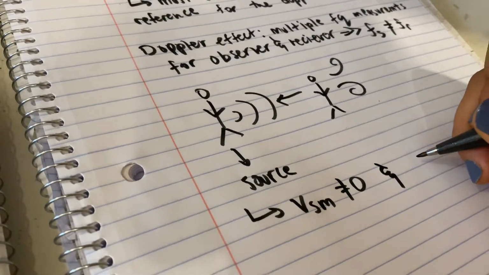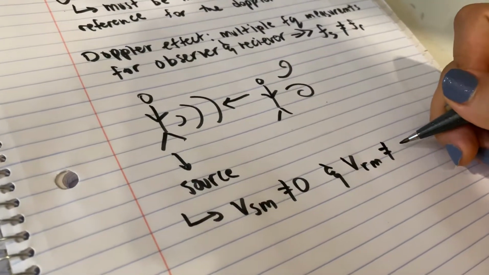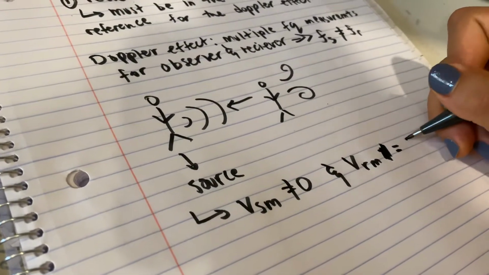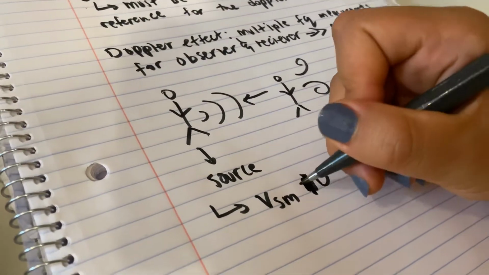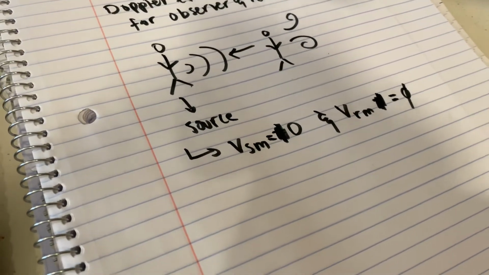And the other condition is that V_RM is equal to 0. Oh my gosh, I'm so sorry, that's another mistake. So there we have it.